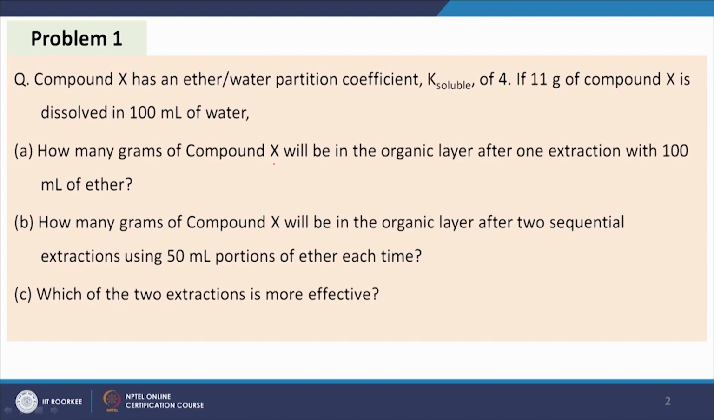So, this is problem number 1 A, and then B: how many grams of compound X will be in the organic layer after 2 sequential extractions using 50 ml portions of ether each time? And C: which of the 2 extractions is more effective? So, we have to solve this problem, and as you see, this is a problem based on the distribution of organic compounds in aqueous and organic phase.